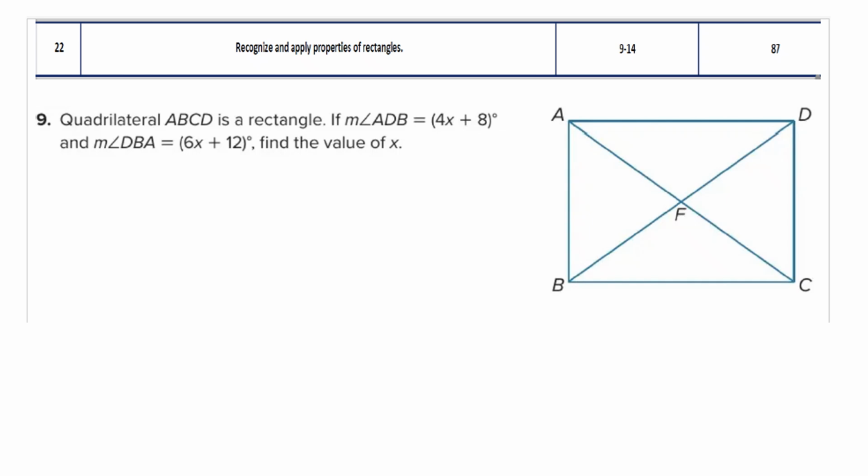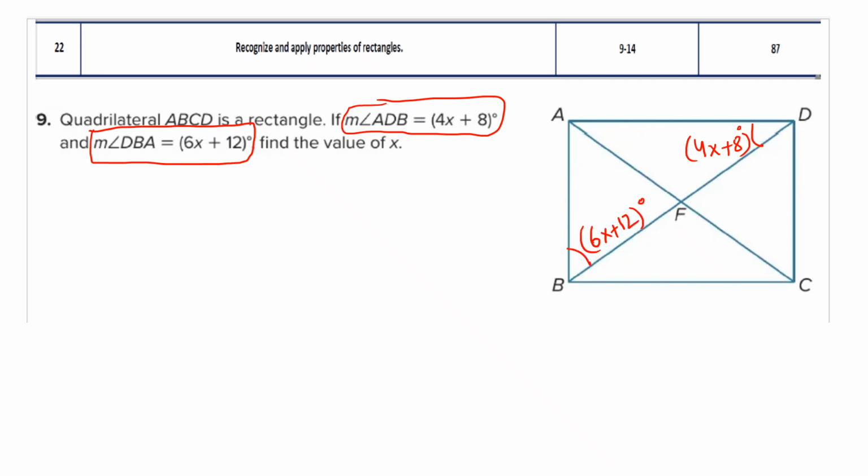Okay, so the important key information is the measure of angle ADB, which is given here. So I'm going to mark it ADB. So this angle is given to be 4x plus 8. Okay. And another angle which is given is DBA. This is 6x plus 12. Let's mark this also. DBA means this one, 6x plus 12.